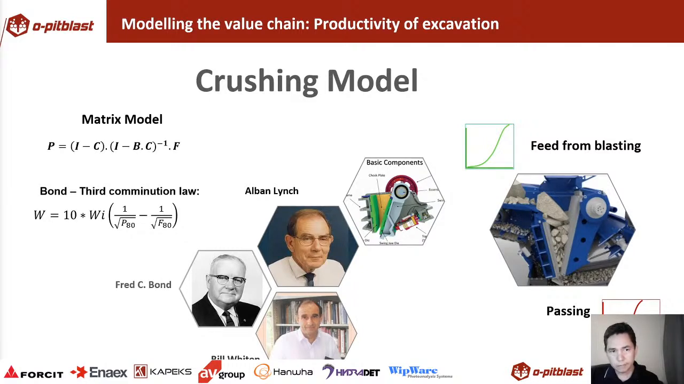Crushing model. The comminution circuit is represented by a Whiten matrix model with selective circulation, and its mathematical modeling is in accordance with Whiten and Lynch. For energy consumption, the Bond third comminution law can be used. The crusher model is also calibrated for both product and energy consumption.